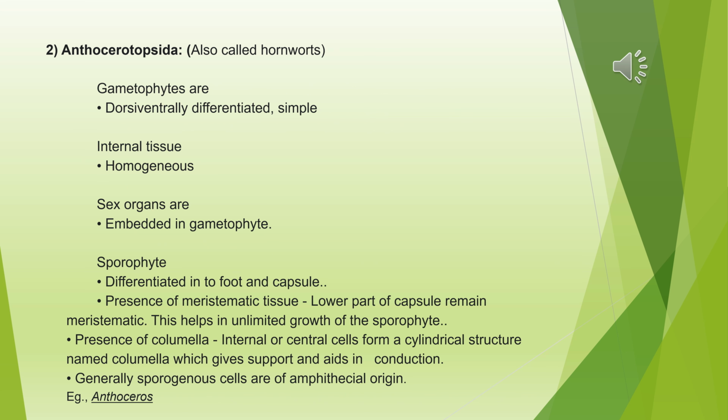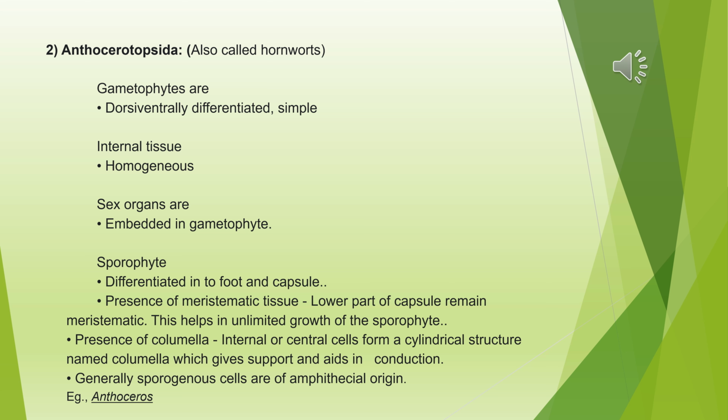The second is the Anthocerotopsida, also called hornworts. Gametophytes are dorsiventrally differentiated, simple. Internal tissue homogeneous. Sex organs are embedded in the gametophyte. Sporophyte is differentiated into foot and capsule. The interesting features are, first, the presence of meristematic tissue. The lower part of the capsule remains meristematic. This helps in unlimited growth of the sporophyte.